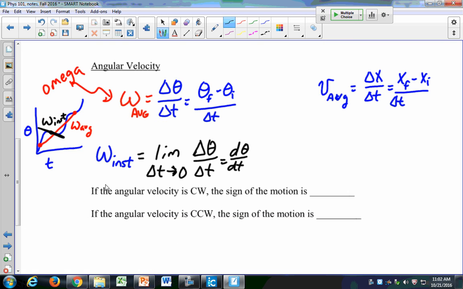All right, if the angular velocity is clockwise, the sign is what? It's negative. If it's counterclockwise, it's positive. Same convention for velocity as what we had for displacement.